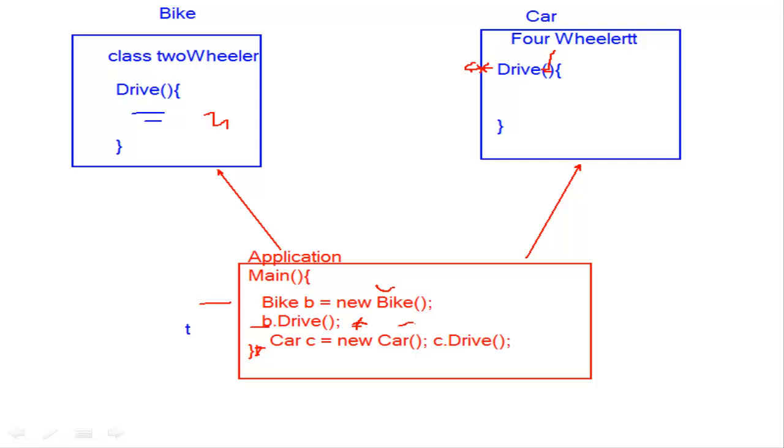How do you avoid the coupling? What's the solution for this? How do you avoid coupling? You do not want to bother about which object you are using, but you want to use it. So what is my intention here? My intention here is to drive the vehicle. I don't care whether it's a car, or I don't care whether it is a bike. I just want to drive the vehicle, regardless of car or regardless of bike. What is your suggestion then?